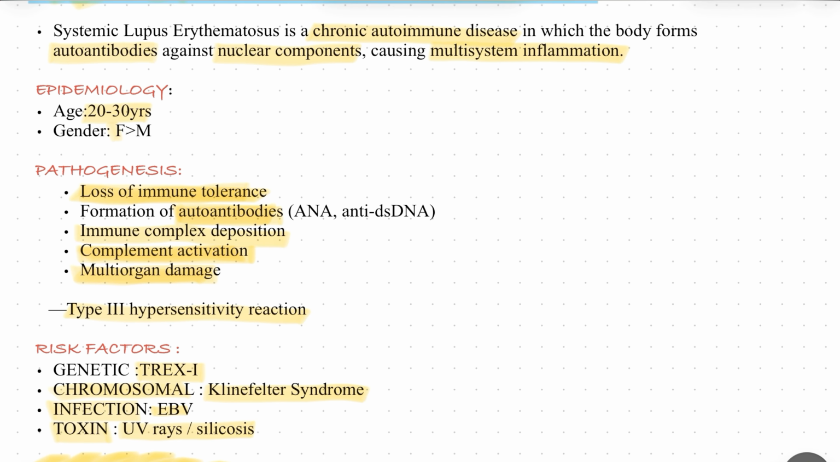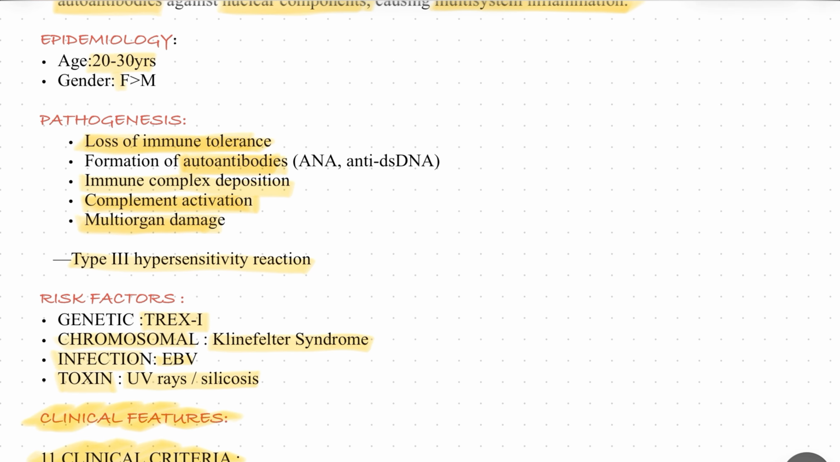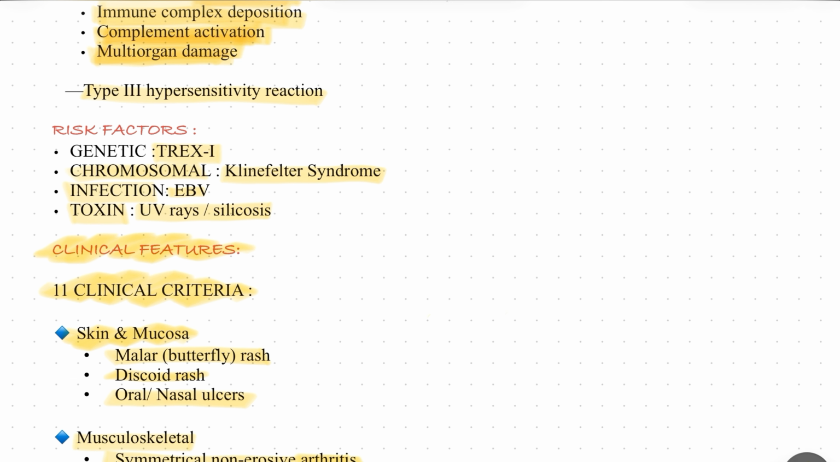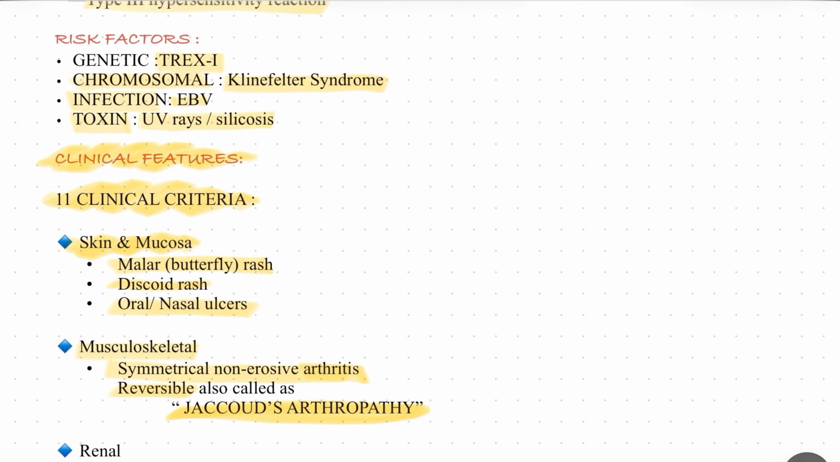So let's revise it quickly. It's a chronic autoimmune disease. Autoantibodies are produced against nuclear components causing multisystem inflammation. And what is the age group? 20 to 30, male preponderance. Then coming to pathogenesis, we learned 5 points. Loss of immune tolerance, autoantibodies are produced, immune complex deposition happens, complement system activation, then multi-organ damage will be seen. It's a good example of type 3 hypersensitivity reaction.